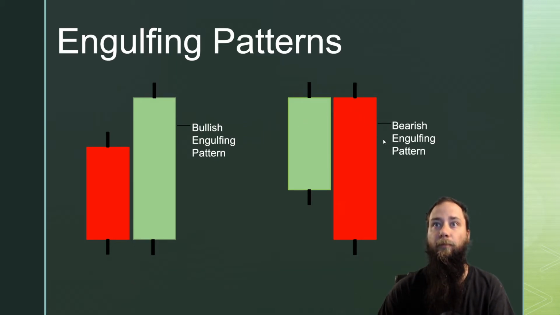Here is a bearish engulfing pattern. Okay, we have the big bullish candle right here, and then an even bigger bearish candle engulfing the bullish candle, meaning that this is a bearish trend, so a bearish engulfing pattern. This is a negative sign.